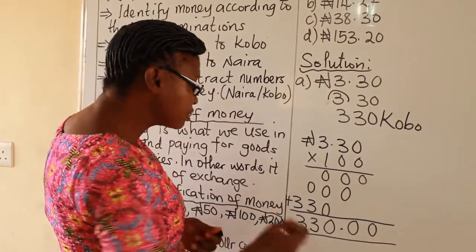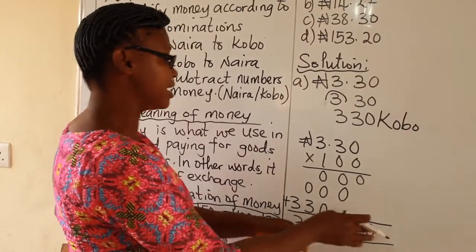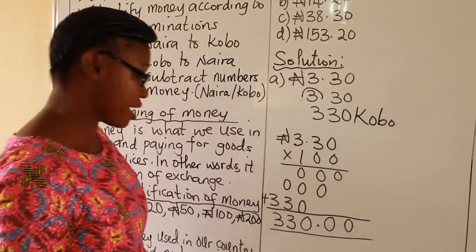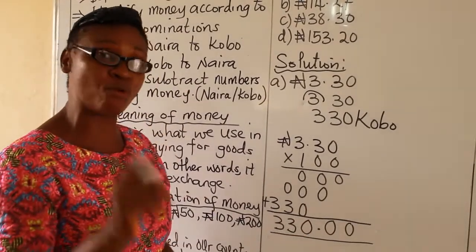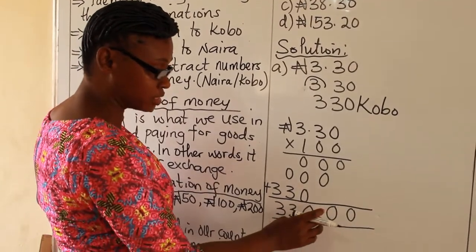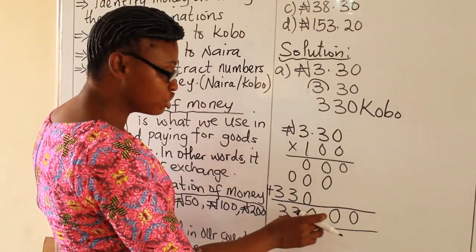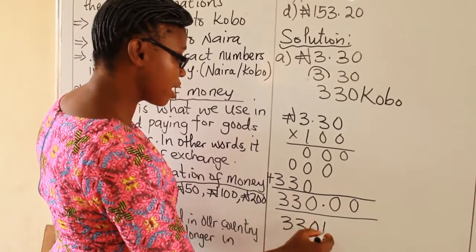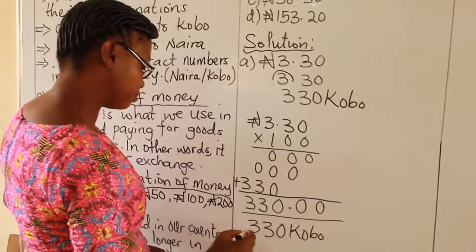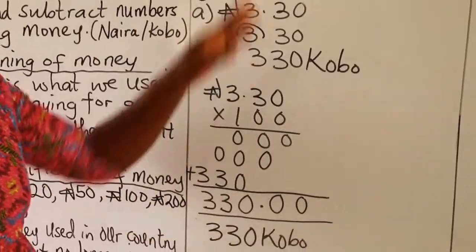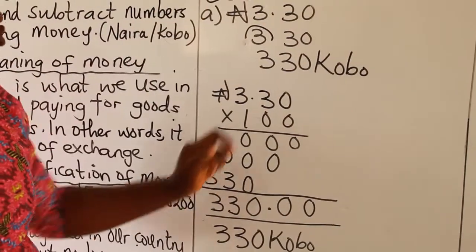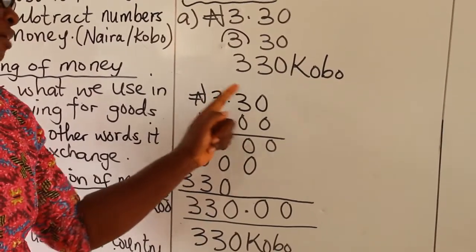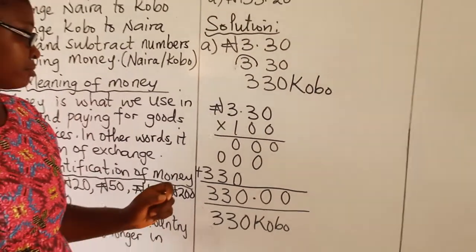Because if you want to put naira again, you still have 330 naira. Okay? 330 naira. But don't forget, you want to change it to kobo. And so when you have put in your dot, you count your 2 digits, put in your dot, the remaining number, you write them out. 330, and then you put your kobo. So we have been able to change 3 naira 30 kobo to kobo, which gives us 330 kobo by multiplying 3 naira 30 kobo by 100.